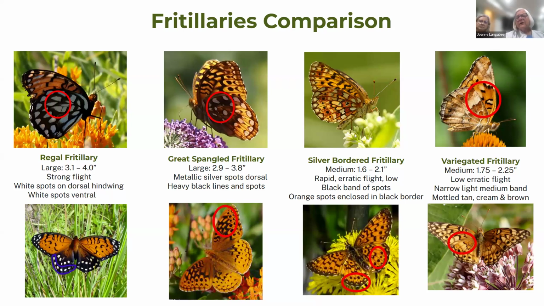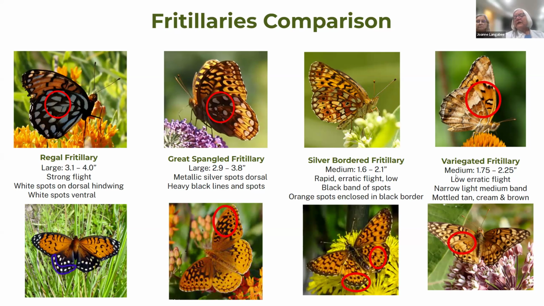Silver bordered fritillary is a central Nebraska one. You'll notice that the inside of it is much more heavily marked than, say, the great spangled fritillary. It has this row of black spots down here. I have not seen one, but it's fairly common, say, in the central part.